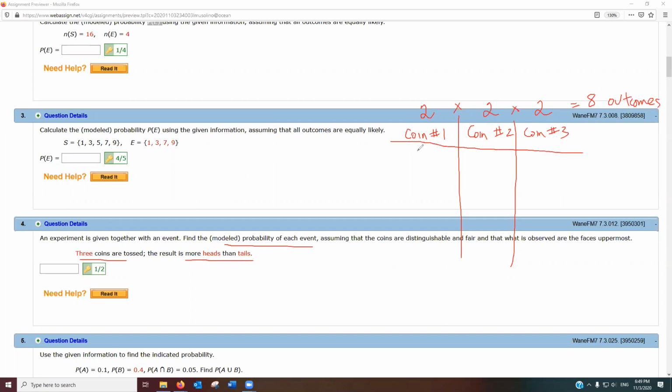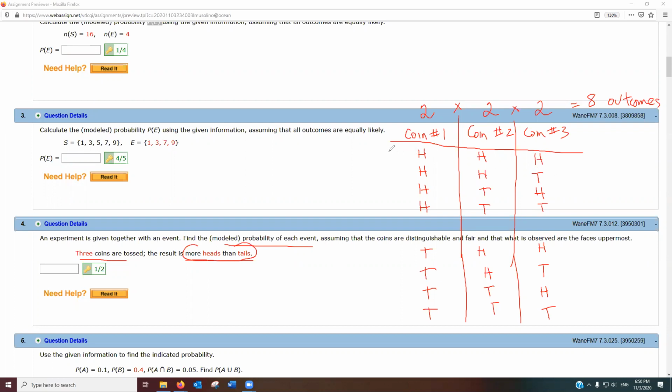One easy way to list them is go to this first column and list 4 heads, then 4 tails. Then you go to the next column and list out 2 heads, 2 tails, and then go to the third column and alternate heads, tails, heads, tails, and so on. All right, now I've listed out all the 8 outcomes. I'm going to look at each row. Where is a row where there's more heads than tails?